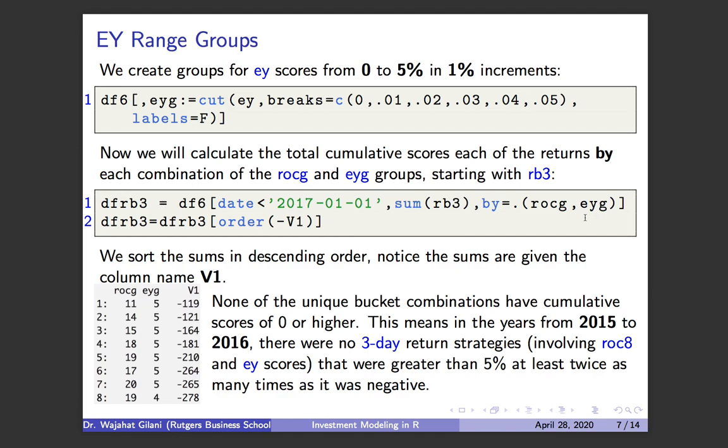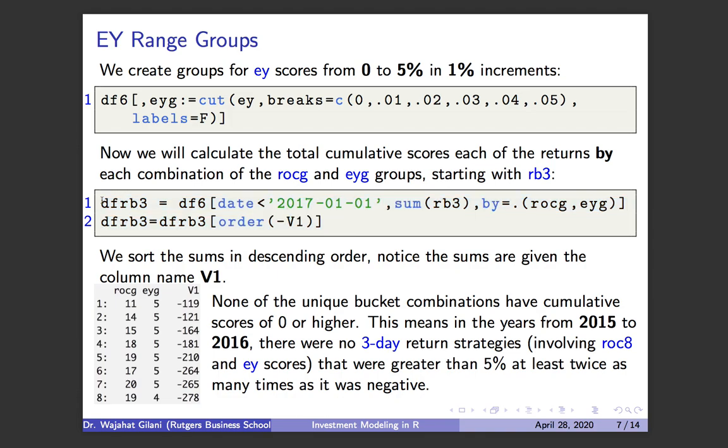I want to sum up their signals for what their 3-day return was. Like we said before, if their 3-day return was greater than or equal to 5%, I'm going to give that a 1. Anything between 0 and 5% was a 0, and anything that was negative was given a negative 2. And I'm adding up those RB3 scores.